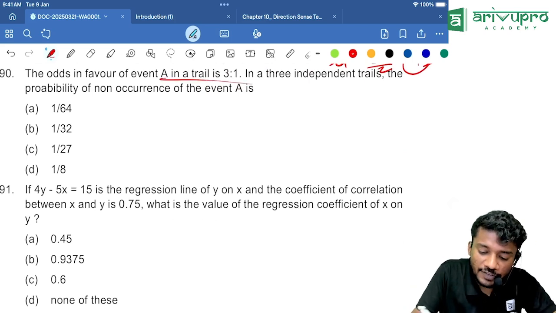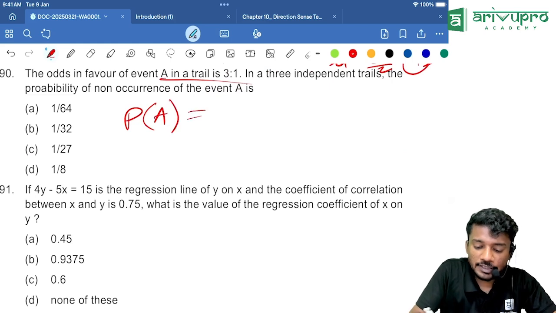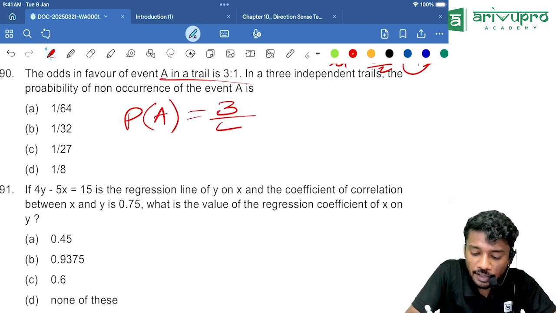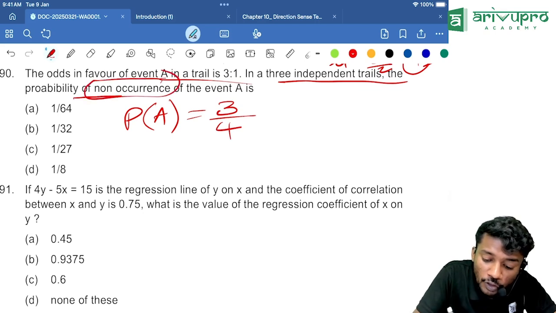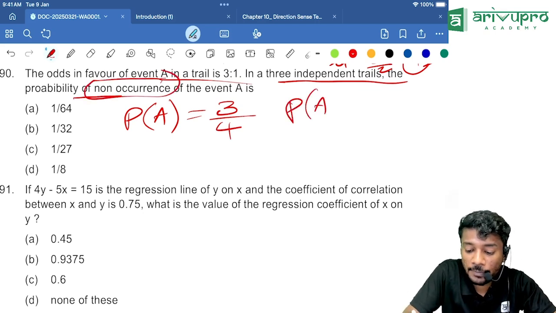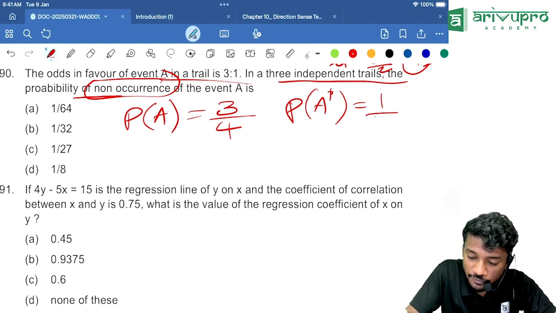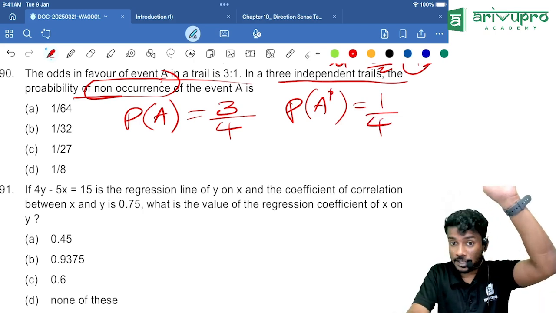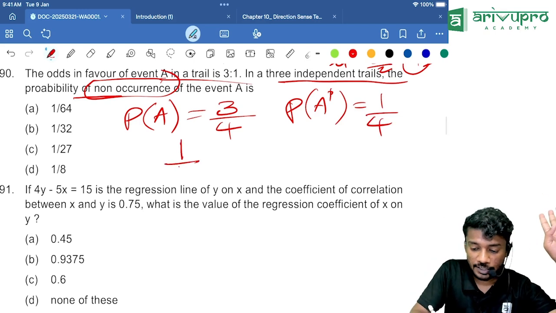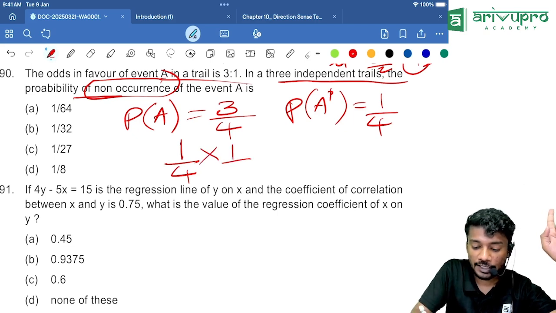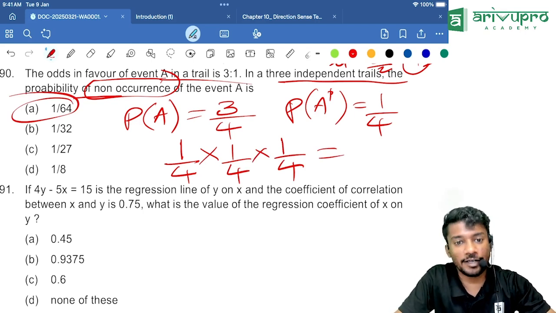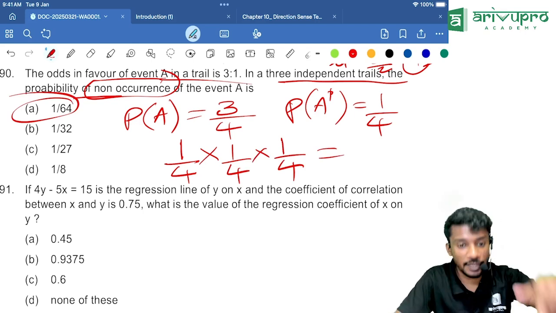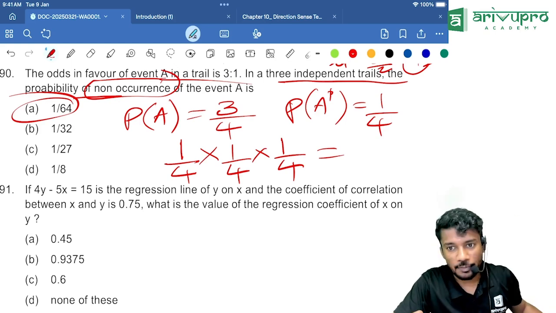Then, odds in favor of A. So P of A is how much? In favor means 3 divided by 4. In 3 independent trials, the probability of non-occurrence. So P of A complement is how much? 1 by 4. 3 independent trials means what? First trial he is not getting, second trial he is not getting, then third trial also he is not getting. What is the answer? 1 by 64. That is non-occurrence. If it was occurrence, what would we do? 3 by 4 into 3 by 4 into 3 by 4.